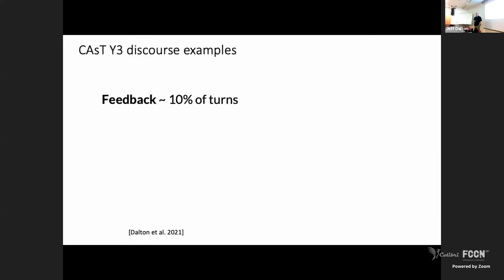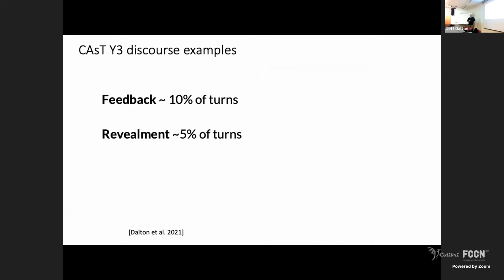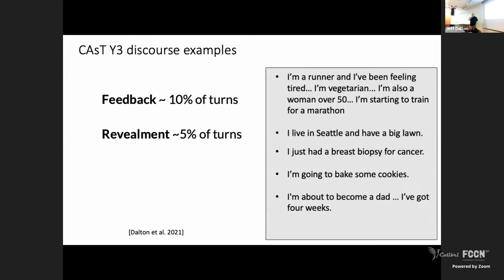I would like to give you some examples of the discourse structure that we did manage to get into TREC CAsT in the past year. Feedback: no, the vegan ones, okay, but I meant this, not quite, I want to know about this instead. So giving information, not just saying no, that's not what I want, but trying to give the system some information about what they did want so that the system could recover. So that's more purposeful, so hopefully your IR system can actually use that feedback to be able to give you more relevant results. Users can also reveal information that will be relevant. There's no persona, there's no real deep personalization, but relevant information unfolds and is given by the user that's related to the topic. And the system should personalize that.